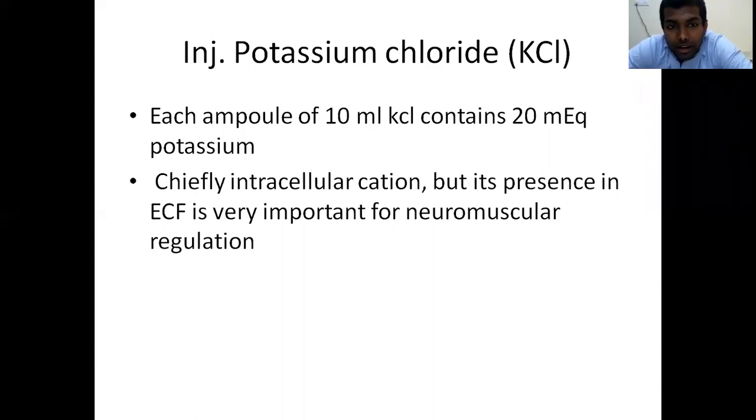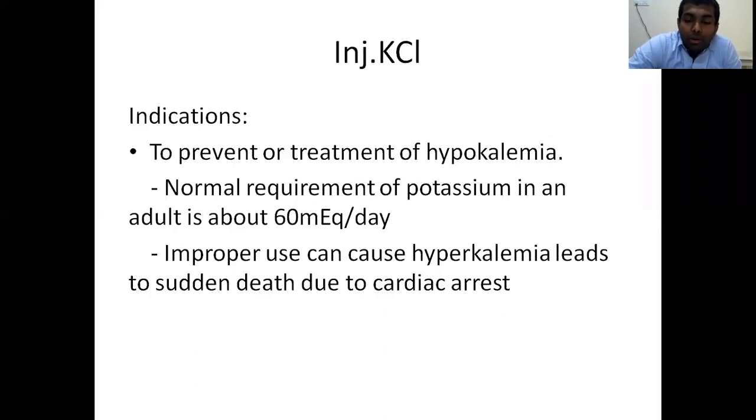Injection potassium chloride. Each ampule of 10 ml contains 20 milliequivalents of potassium. It is chiefly intracellular in action, but its presence in extracellular fluid compartments is very important for neuromuscular regulation. Now, when do we give injection KCl? Basically to treat or prevent hypokalemia.